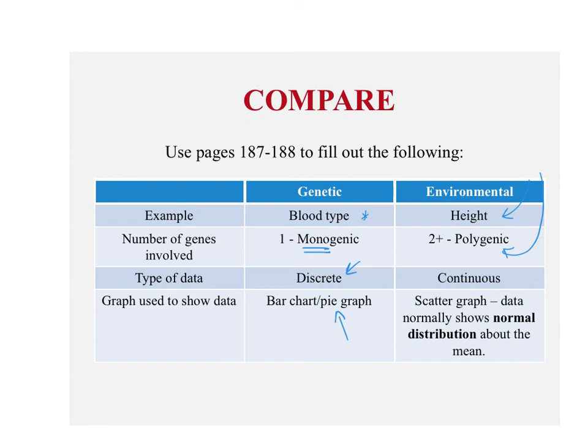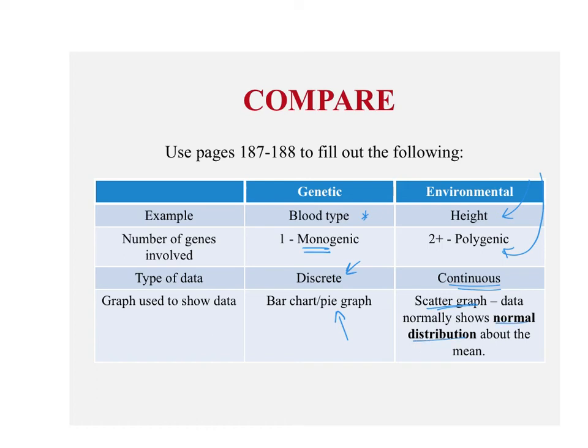Data-wise, environmental or environmentally influenced traits, we generally say are continuous, i.e. the data can be on a scale. Okay, so it can be in a range between A and B. And we represent these continuous data sets using a scatter graph, with a line of best fit. And the data for these polygenic, environmentally influenced traits normally show a normal distribution.